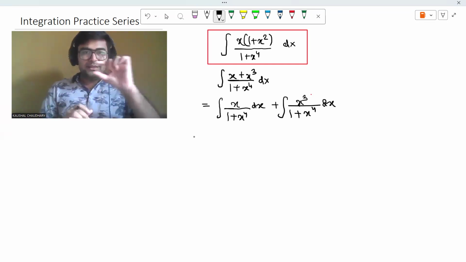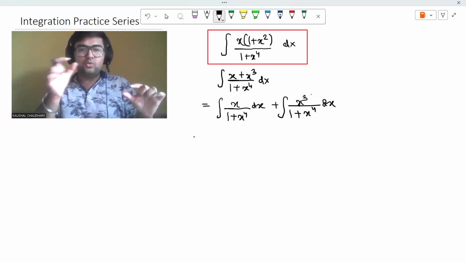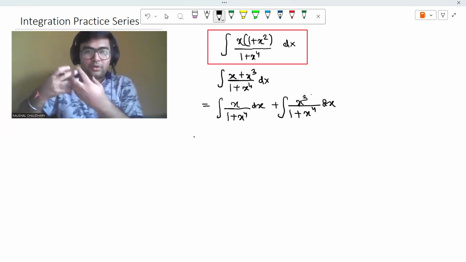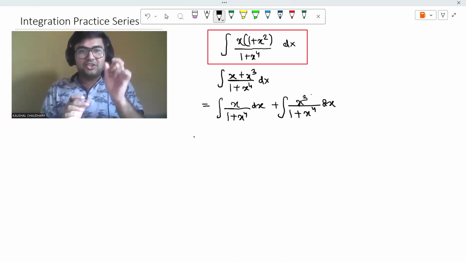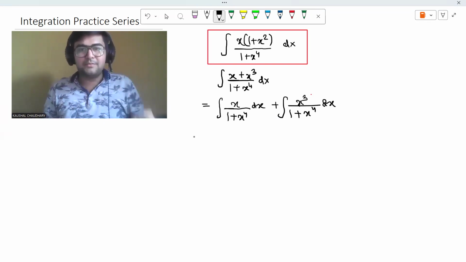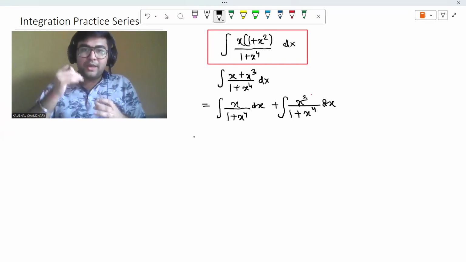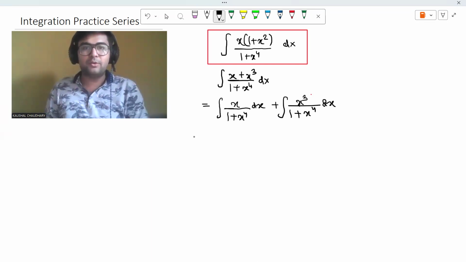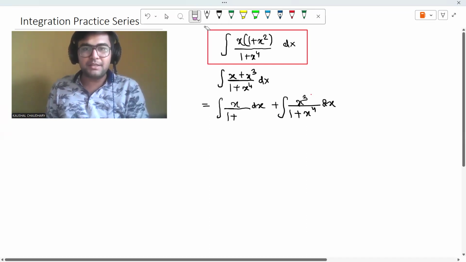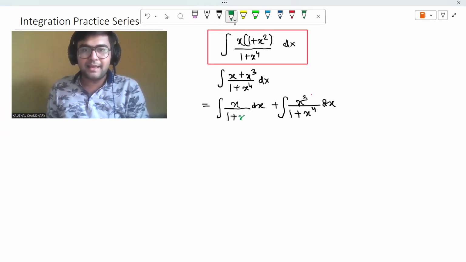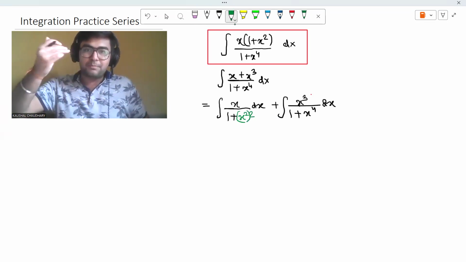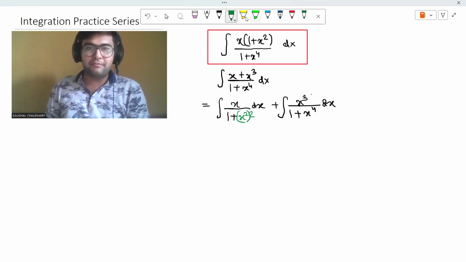Correct? Now in the first integral, whenever you see terms like x to the power 4 in the denominator, but just x in the numerator, try to break that x to the power 4 term into an x square term. How can we do that? We can simply write x square to the power 2 in the denominator for x to the power 4. What will be the benefit?